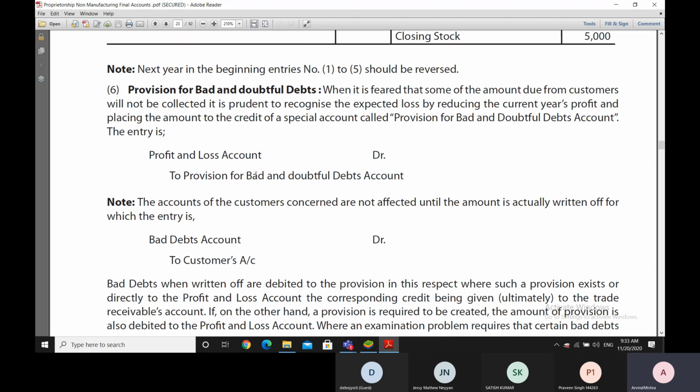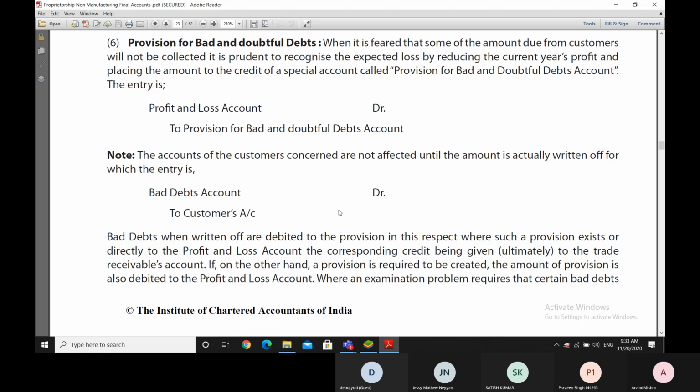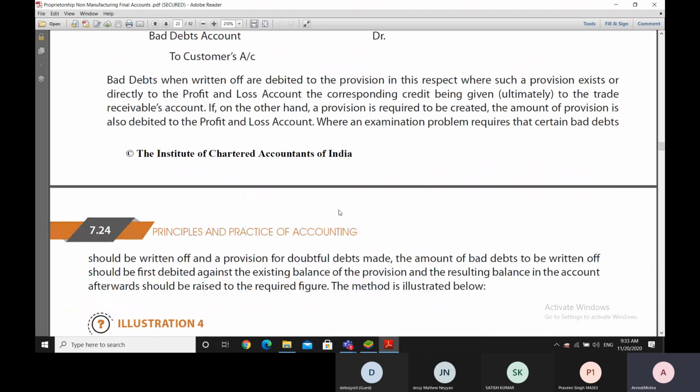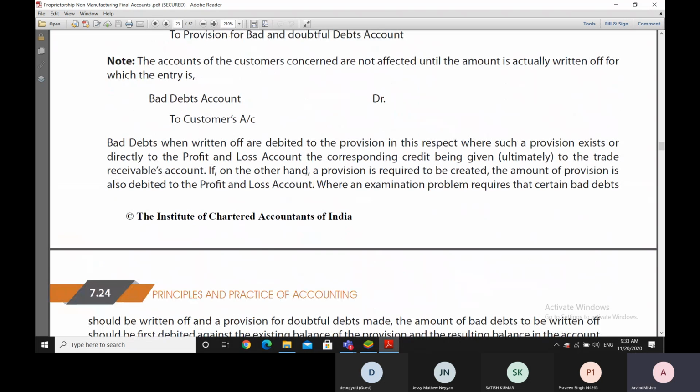And whenever, out of our debtors, some amount finally becomes actually bad, normally what we do is that we debit the bad debt account and credit the customer account. However, if we have created the provision, we will credit the provision account because we have already created the provision for this.